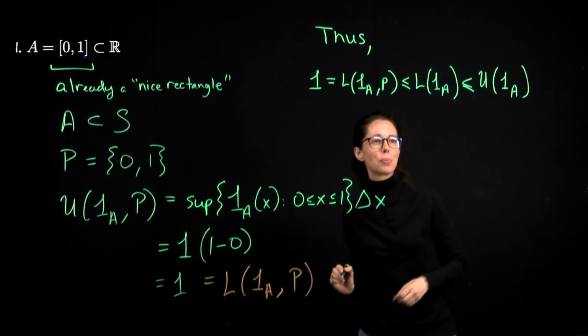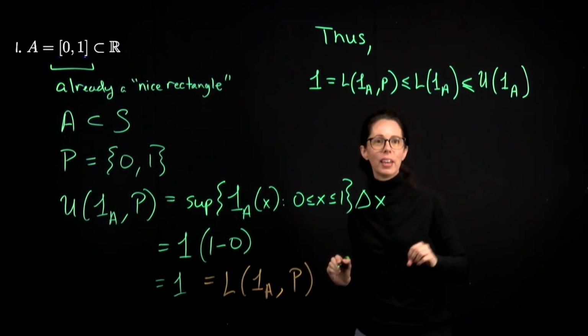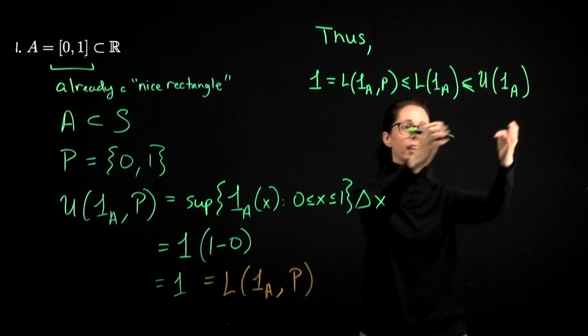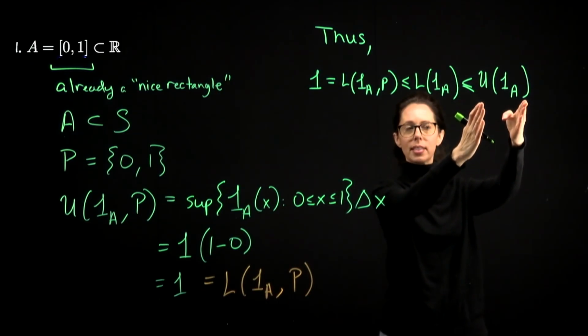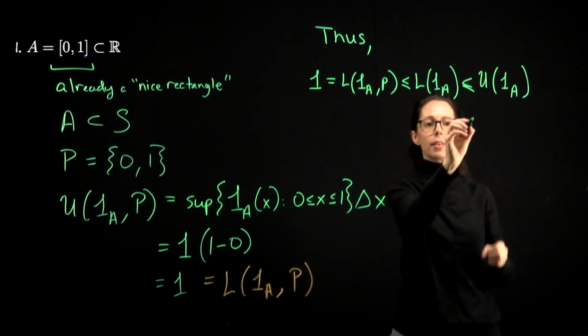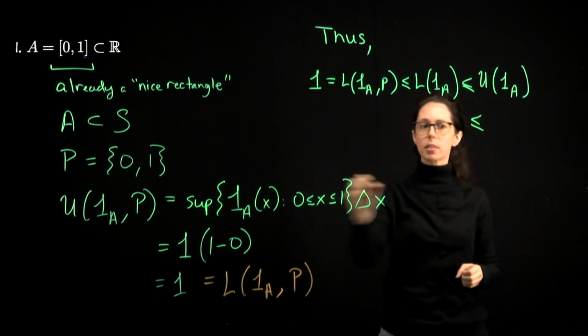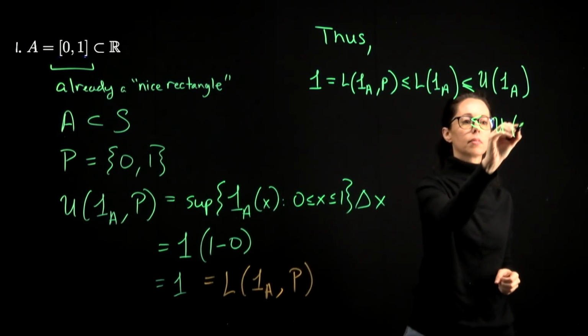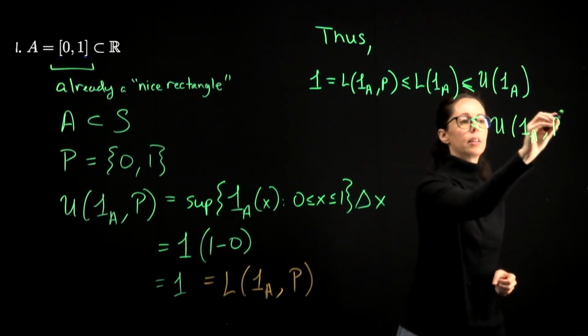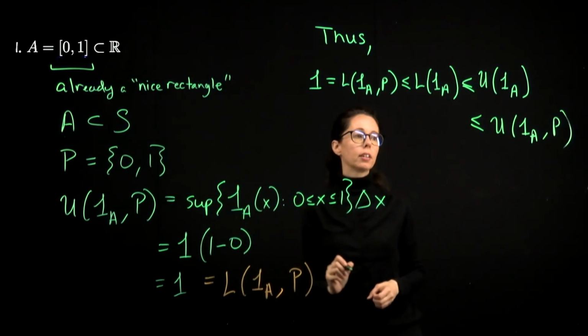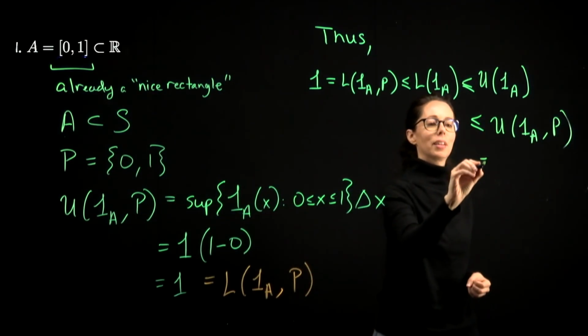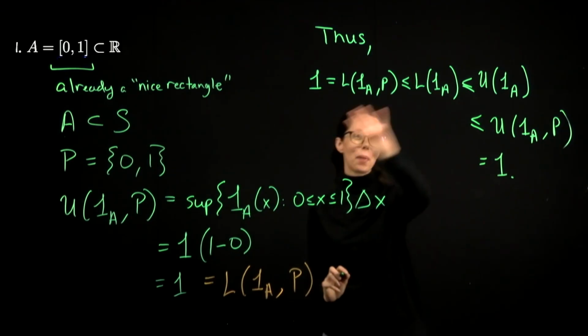I'm about to run out of room, so I'm going to drop down. And then, kind of reversing the direction here, this is an infimum of the set of all upper sums. So this is less than or equal to the upper sum that we computed, specifically with respect to this partition, which we know to be 1. Okay, sorry about the badly formatted mathematics here.